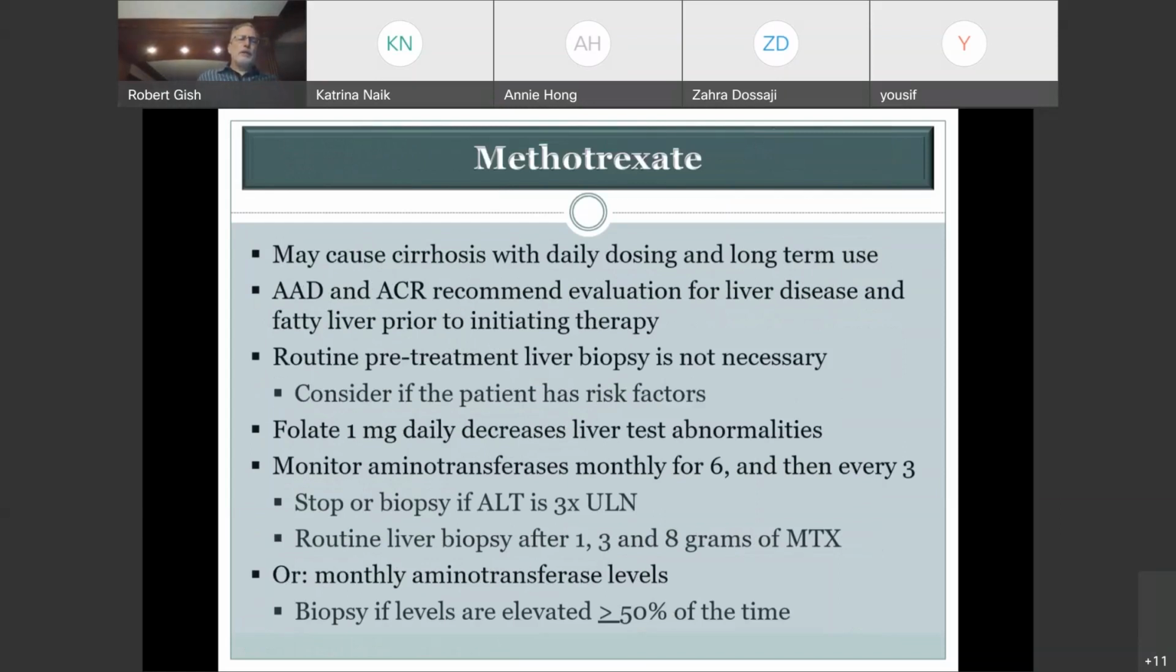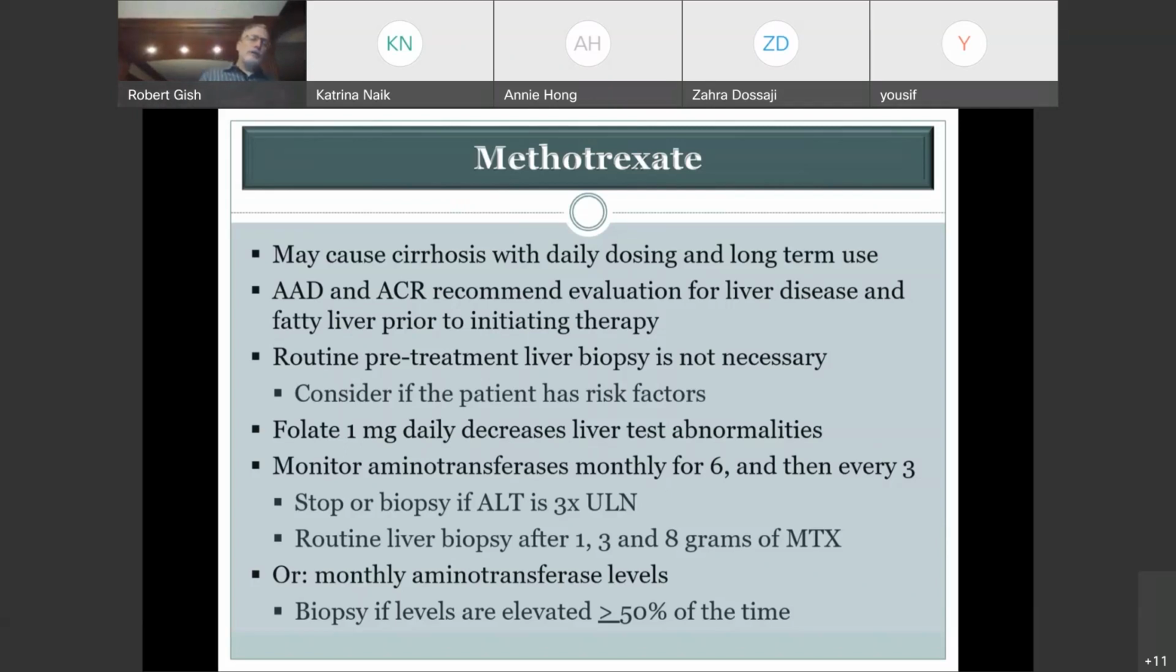Methotrexate, the American College of Rheumatology recommends evaluation for liver disease and fatty liver. I really think methotrexate as a liver toxin is really enhanced by the presence of fatty liver. Folate decreases the liver enzymes. There's some theory that it's autoprotective also. Monitor monthly for 6 months, then every 3 months. Stop methotrexate or biopsy if the ALT increases to 3 times upper limits of normal or 3 times baseline. If someone's running 50, you would be concerned if it got over 150, as an example.